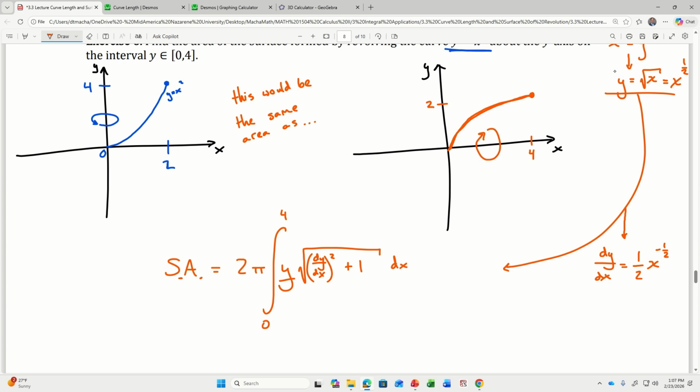And what then would I get if I had (dy/dx) squared? Because I'm going to need that for my radicand there. Well, half squared is 1/4. What's x to the -1/2 squared?